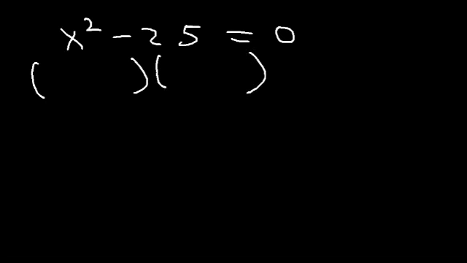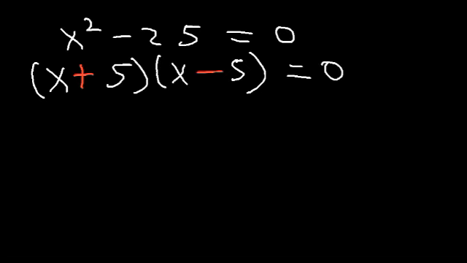Another technique that you can use is to factor this expression using the difference of squares method. The square root of x squared is x. The square root of 25 is 5. On one side you're going to have a positive sign, and on the other side you're going to have a negative sign. So factoring is the opposite of FOILing.